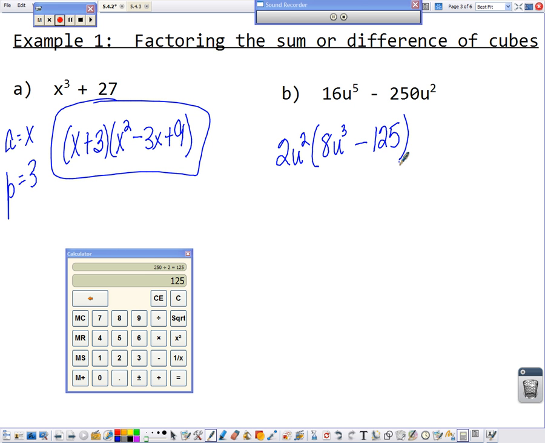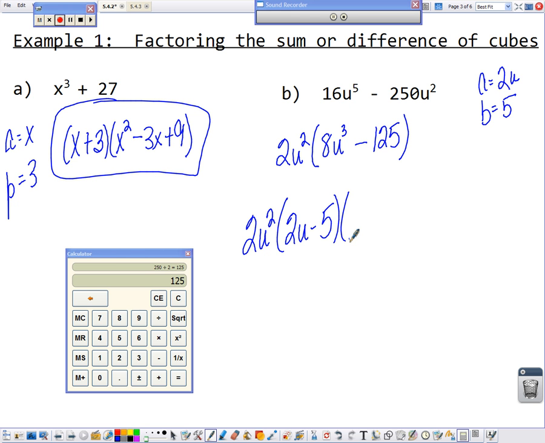So let's go ahead and write out our a and b, what our cube roots are. I get 2, because the cube root of 8 is 2. And b, the cube root of 125 is actually going to be 5. So this 2u squared, we don't have to do anything with, with the exception that it has to stay out in front. So remember, I got a minus. I'm just going to rewrite this as a minus b, so 2u minus 5.